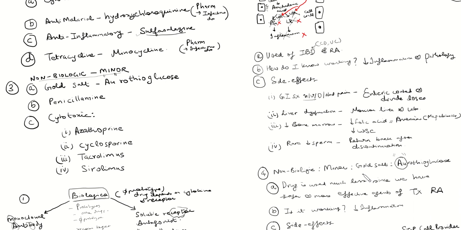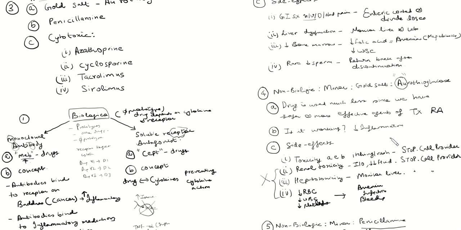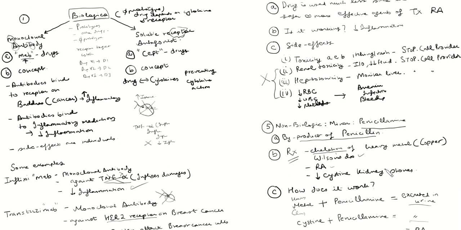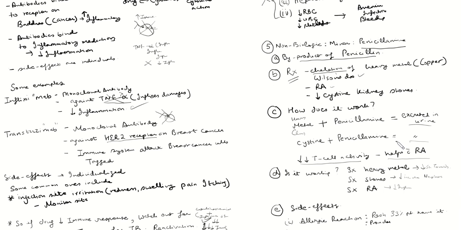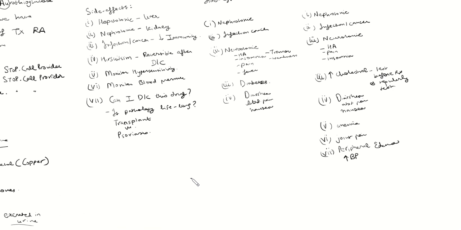With non-biologic minors, we start with aurothioglucose, all auro, right? And that's the gold salt. Used much, much less because of increased toxicity: liver, kidney, and bone marrow toxicity. So again, we have better drugs now. Penicillamine, which is a chelating agent, and that's how it decreases the T cell reaction. So again, liver and bone marrow toxic, and then maybe some rash and allergic reaction. It's a byproduct of penicillin.